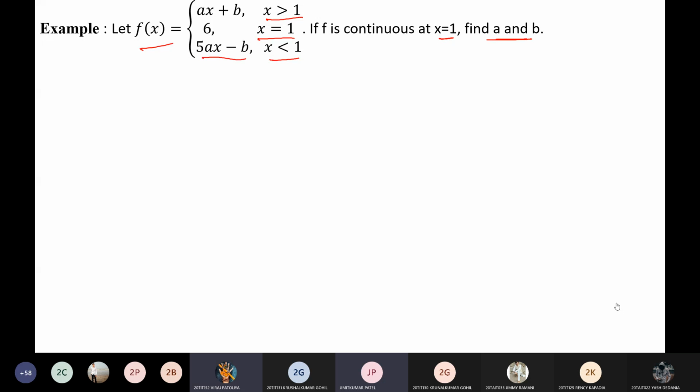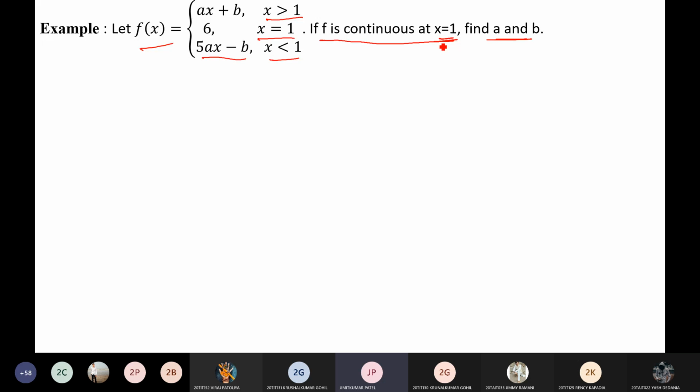Sir, limit x tends to 1 minus f of x is equal to limit x tends to 1 plus f of x is equal to 4... Okay, a and b we have to find. But what is given here? f is a continuous function, and continuity at x is equal to 1 is given.